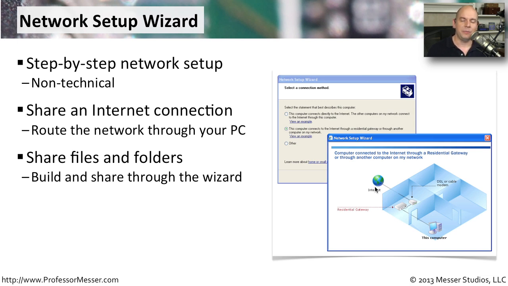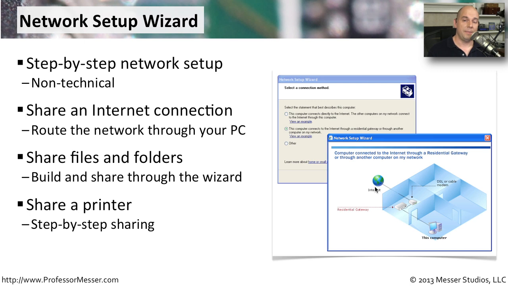Back in Windows XP, we didn't have things like the home group that was introduced in Windows 7. If you wanted to share your files and folders with other people, you needed to go into the Windows configuration and manually configure those shares. So this nice step-by-step wizard allows you to do that right in the network setup.